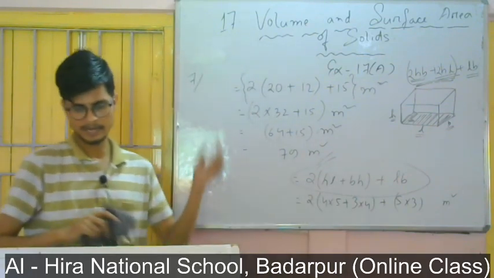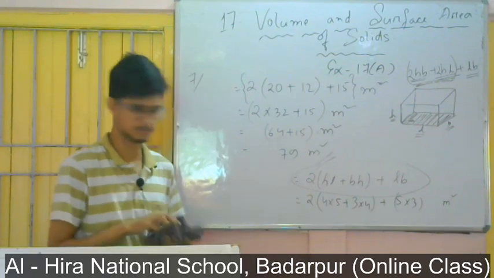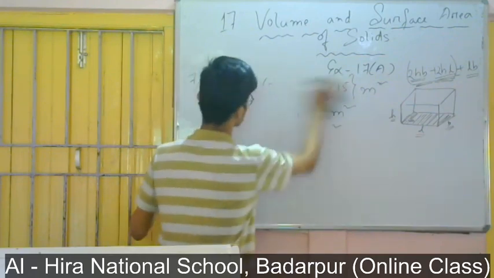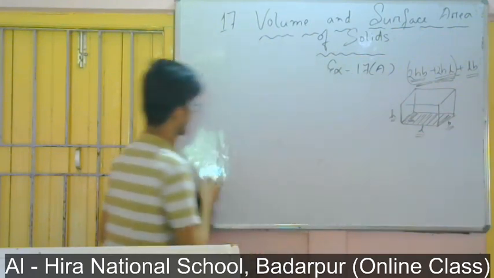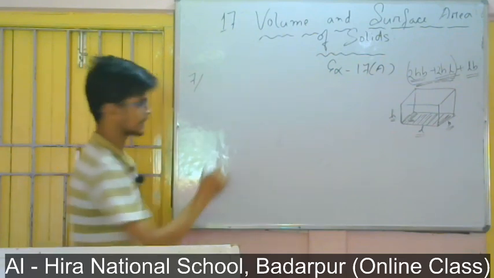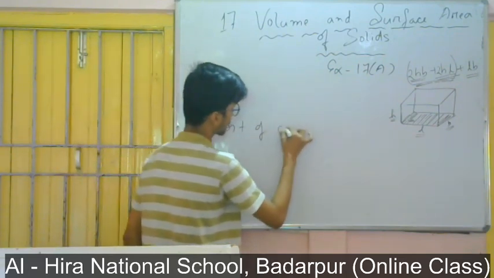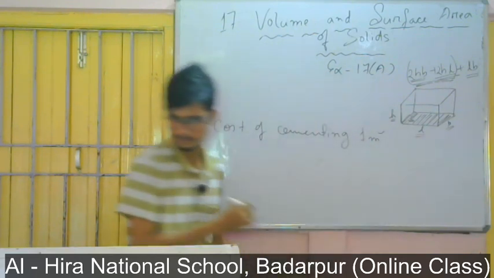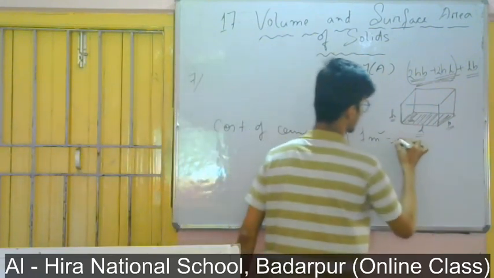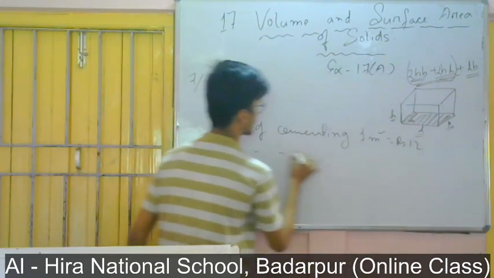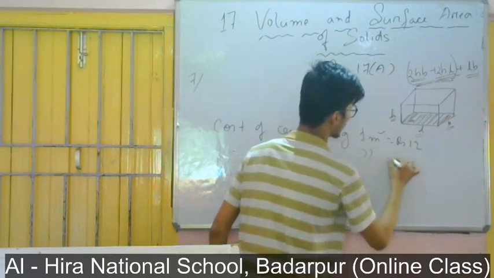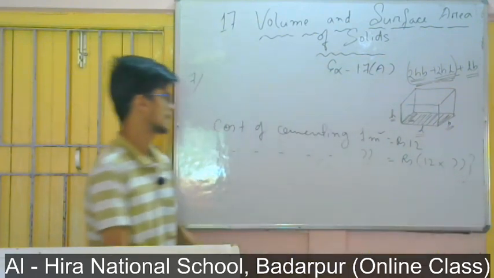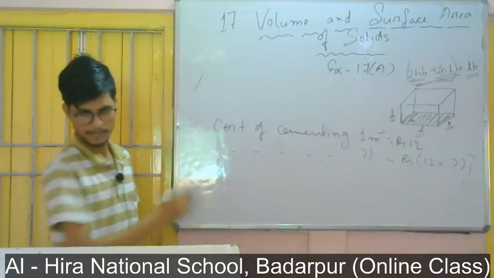Then you calculate like this. I am just writing the last line, how to write, you see. After finding the surface area you write like this, cost of cementing 1 meter square is equals to rupees 12. Then the cost of cementing, the answer that you will get, you put it here and then you multiply it by 12. Okay, everything same, simply you just multiply it by 12.